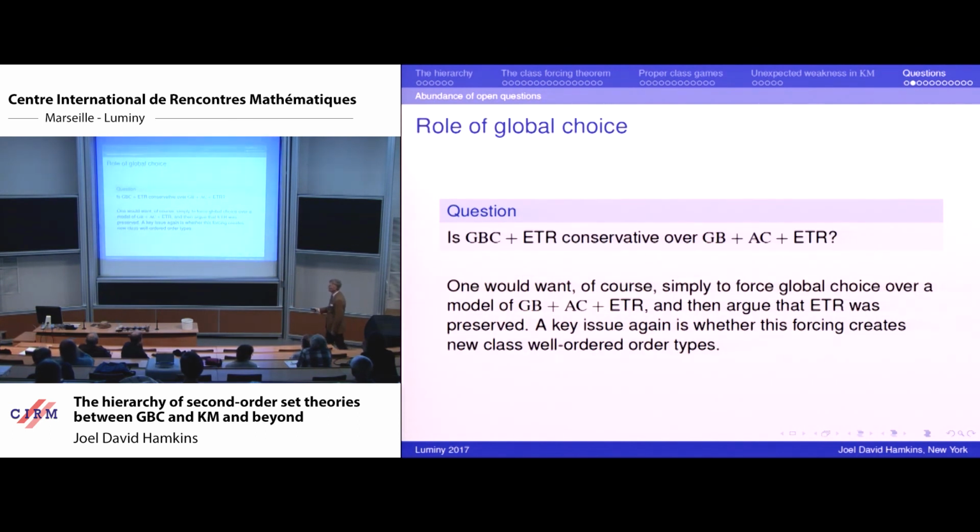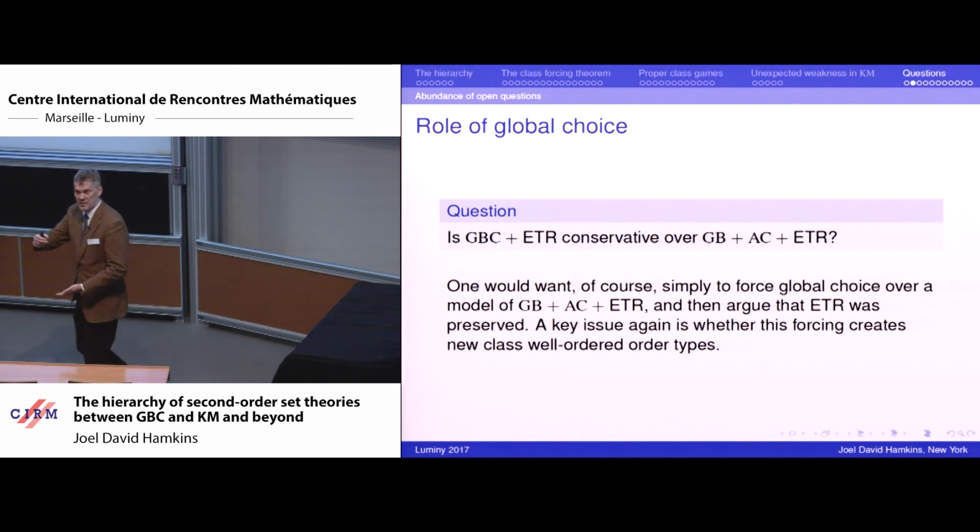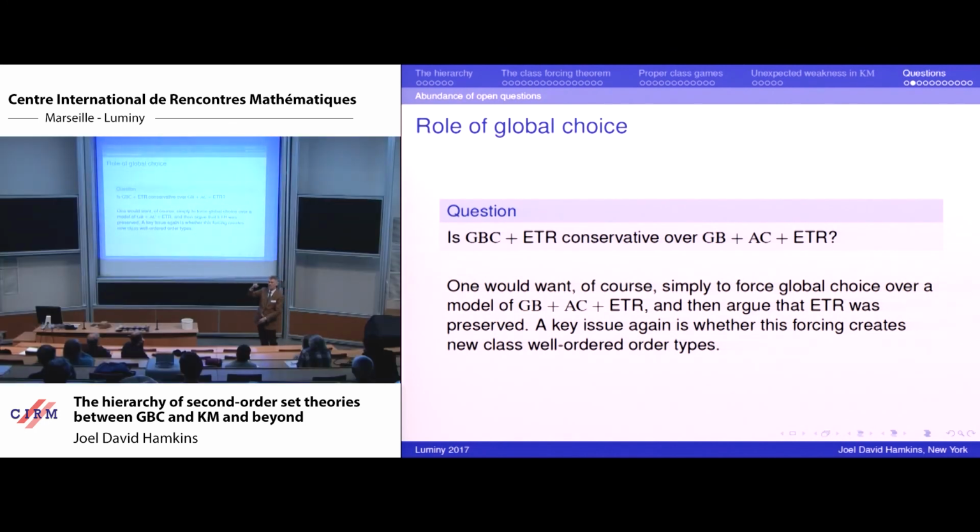Another question is the role of global choice. So maybe it's true that GBC plus ETR is conservative over the GB plus AC. So this one has global choice. This one only has the axiom of choice for sets, but no global well order. And of course, to prove that it's conservative, you would want to start in a model of this theory and then force global choice. But again, the problem is that maybe that creates new gammas, new big well orders that we don't necessarily have solutions for the recursions for.